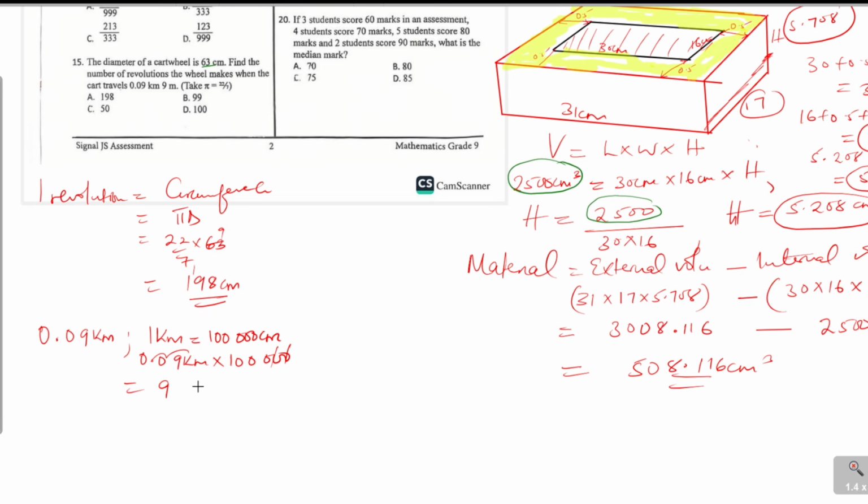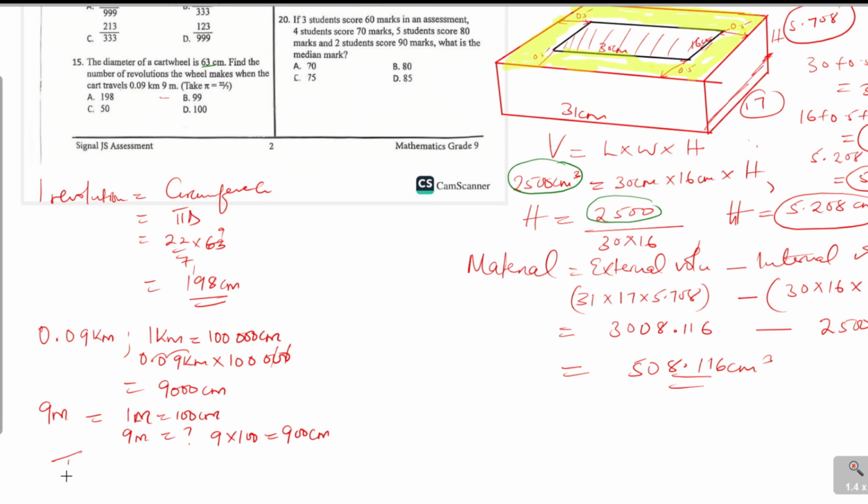This will give 9,000 centimeters. Then we have 9 meters. Convert that one into centimeters. 1 meter is equivalent to 100 centimeters. What about 9 meters? You simply multiply 9 by 100. So that will give 900 centimeters.